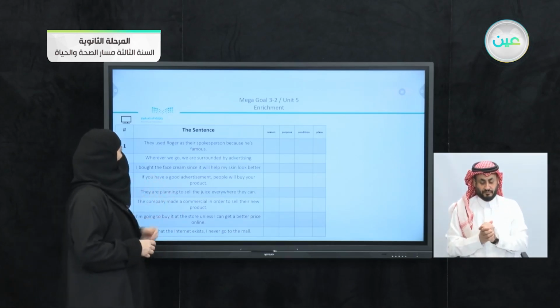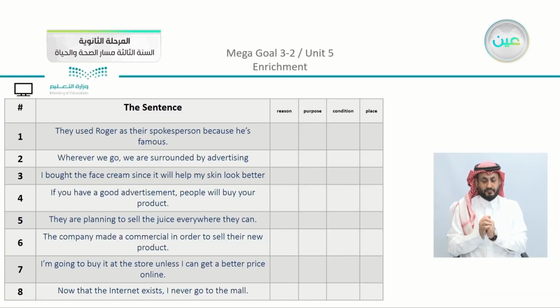In number 1, they used Roger as their spokesperson because he's famous. The tip is to look for the conjunction or the adverb clause. You can see that we have because in the sentence, so here we have a reason. Number 2, wherever we go, we are surrounded by advertising. It is very clear from wherever that we have place. I bought the face cream since it will help my skin look better. So where's the conjunction here? You can see that we have since, which means reason.